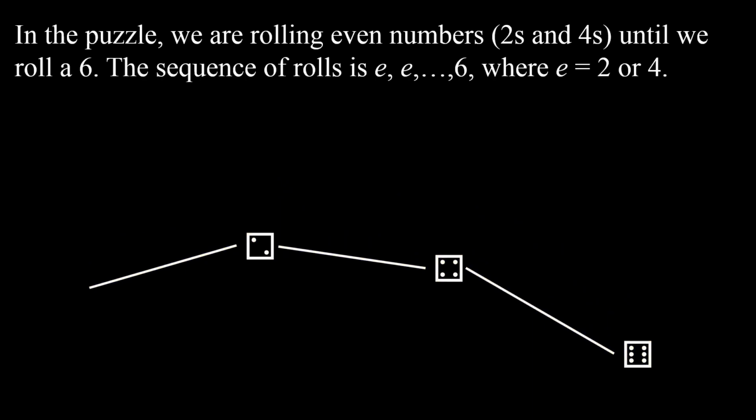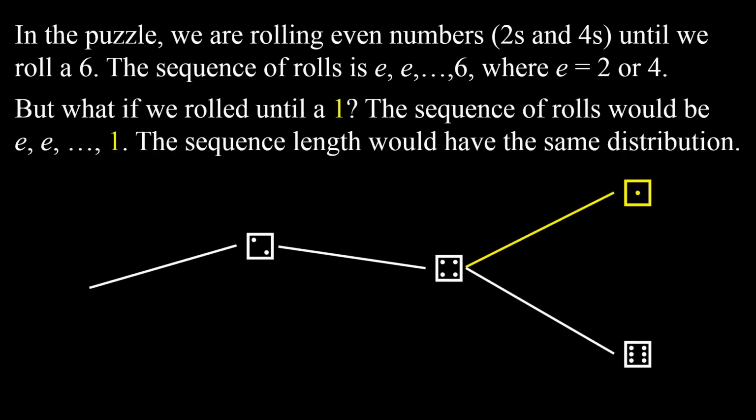But what's special about 6? Imagine we rolled until we got a 1. If we only had rolls of 2s and 4s until we got a 1, the sequence of rolls would be E all the way into 1, and notice the sequence length would have exactly the same distribution, because rolling until a 6 is exactly the same as rolling until a 1, because 6 and 1 occur with the same probability.